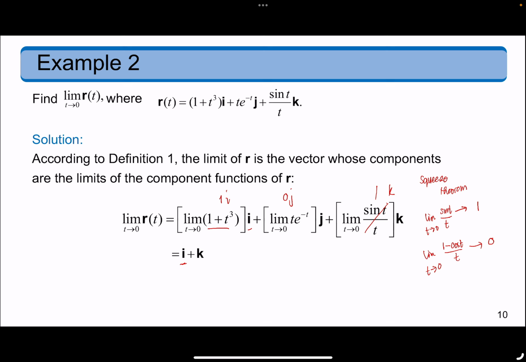Now you can also think of it as a different function under indeterminate forms. And in indeterminate form, you can apply L'Hopital's rule. So we differentiate the numerator and divide it by the derivative of the denominator. So that would be cosine t over 1, and that would be cosine of 0, which is 1. So 1k.